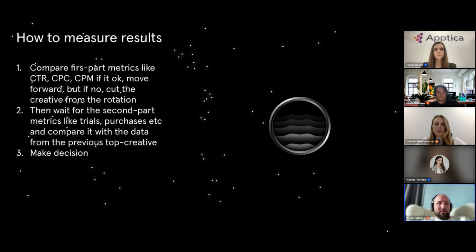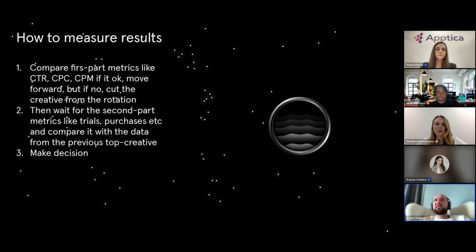And the last part, how to measure results. You need to compare the first part metrics, like CTR, CPC, CPM, and only if it's okay in your benchmarks, you can move forward and move to the second part. But if no, cut the creative from the rotation.